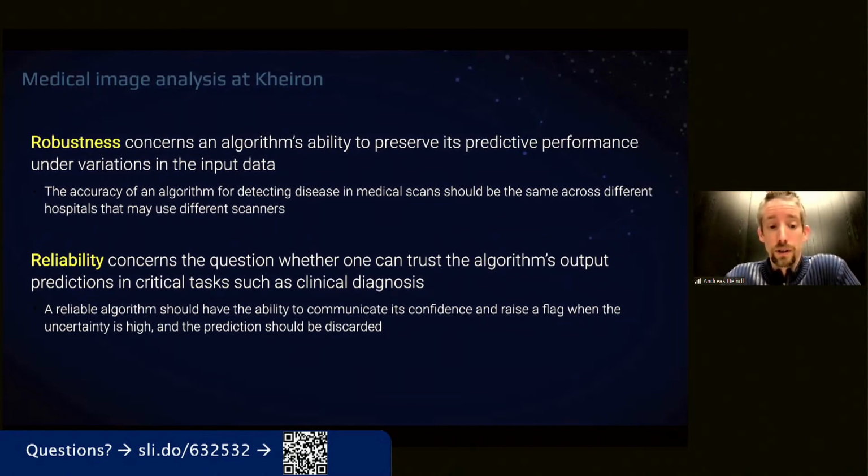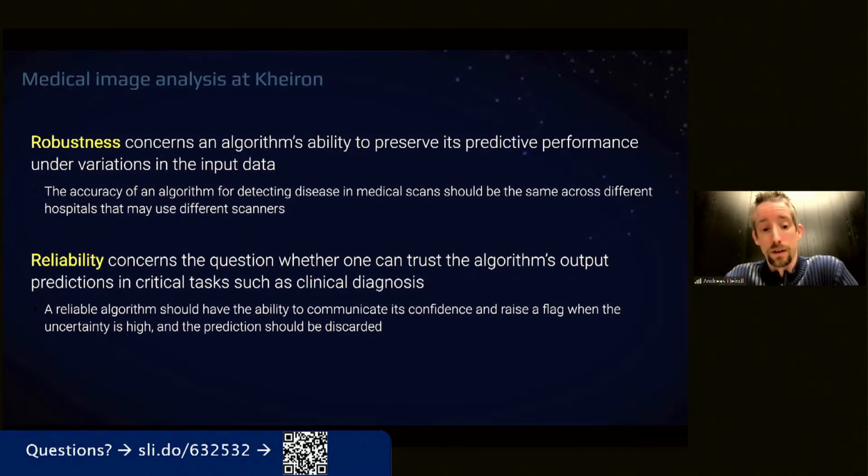And the second one is reliability, where I'm concerned with the question of whether one can trust the algorithm's output predictions, for example, in a recall or non-recall decision. We look into methods to quantify if something is, for example, out of distribution, because it could always happen that, let's say, the manufacturer sends in a technician, there's an update to the machine, and that somehow changes the image quality one way or the other. Hence, the prediction of the algorithm is off because the image got somehow different than it was before.